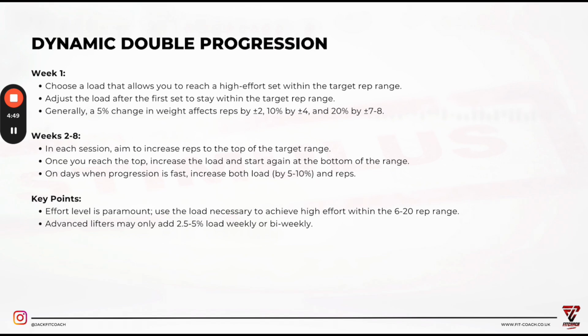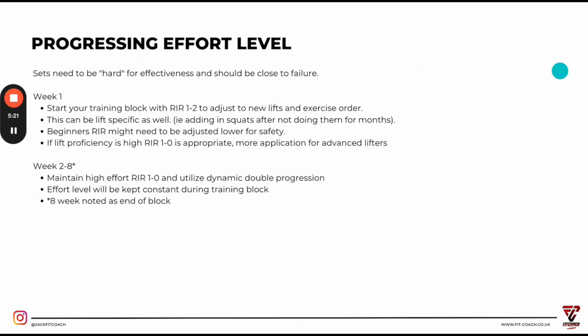On days where rapid progression is going to be prominent, we want to increase both load and the reps by 5 to 10%. So if you're going in, you're having a really good session, then we increase the load and reps. But the key points to remember are effort level. That's going to be paramount. So using whatever load is necessary to achieve high effort within that 6 to 20 rep range. Now, advanced lifters may only add 2.5 to 5% load weekly or even bi-weekly to ensure continued progression without overtraining. Progressing effort level. So sets need to be challenging and performed close to failure.